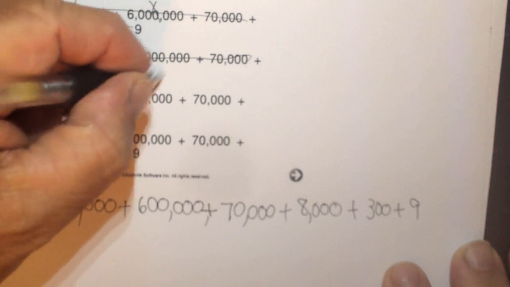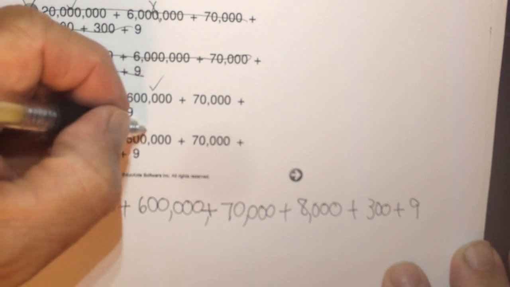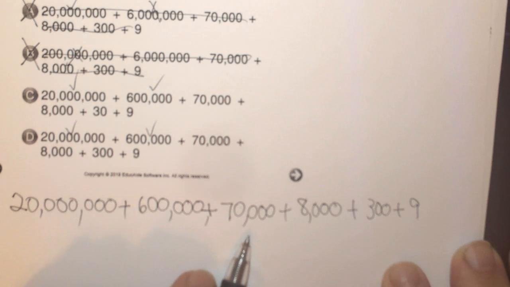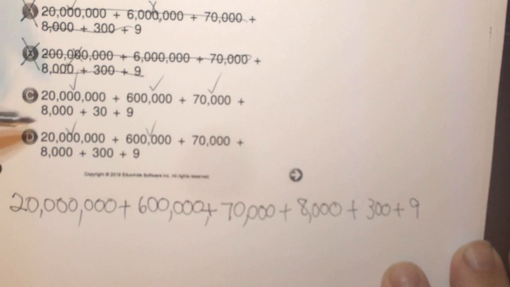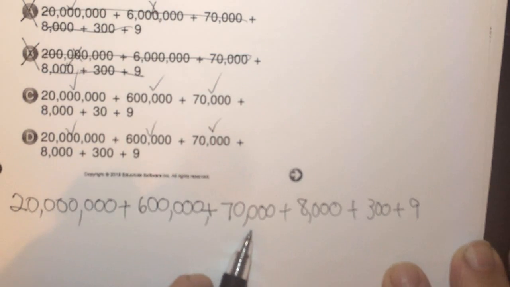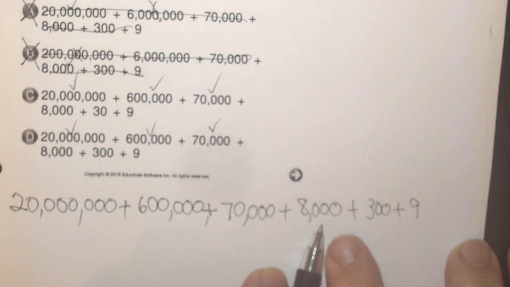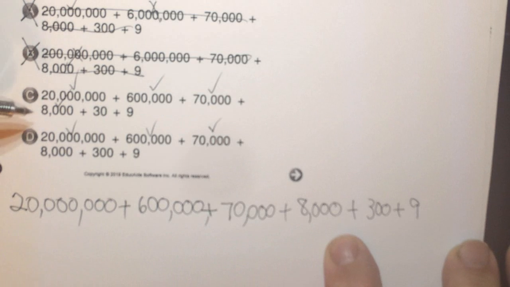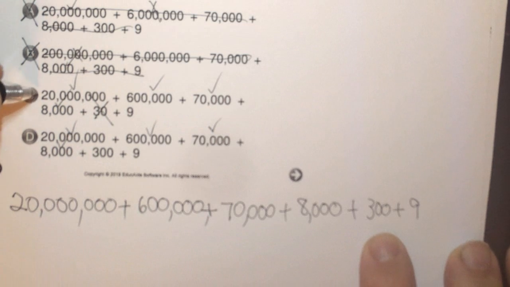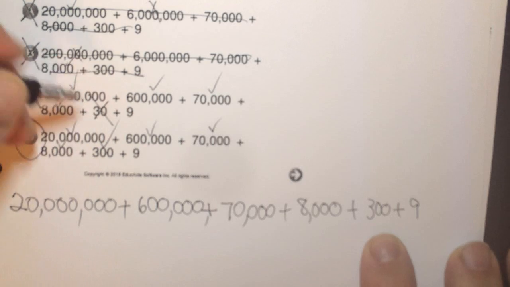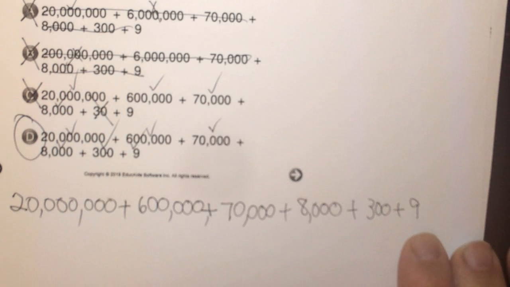C, 600,000. That's correct. D, 600,000. That's correct. Then we go to 70,000. C has 70,000. D has 70,000. Then we go to 8,000. This one has 8,000. This one has 8,000. Then we go to 300. This one has 30. That's wrong, so I mark out C. My answer is D. 300, yes, and 9, yes.